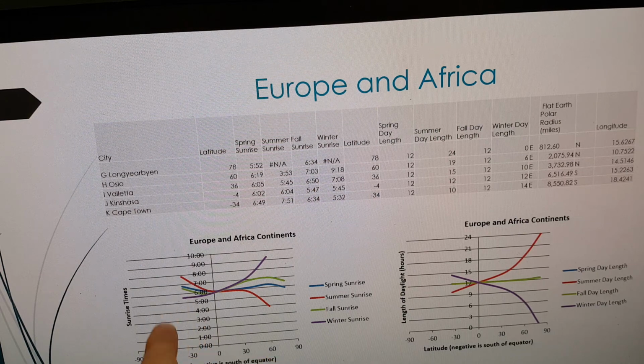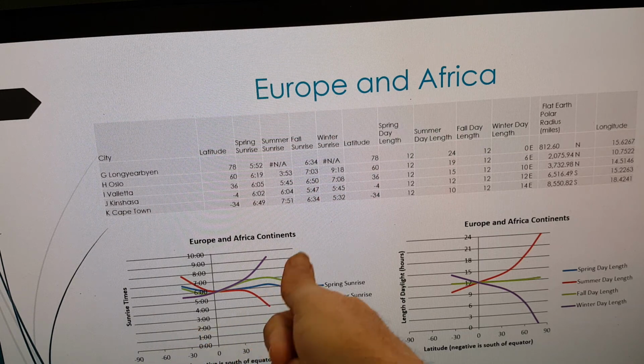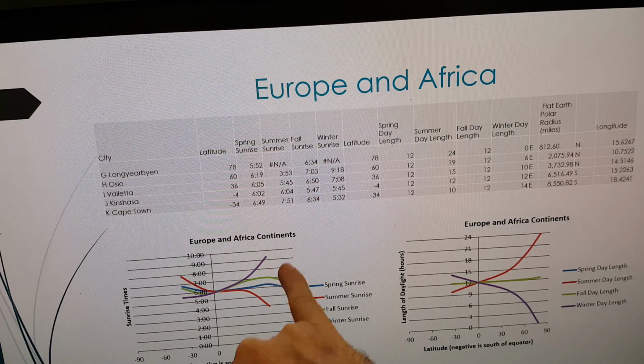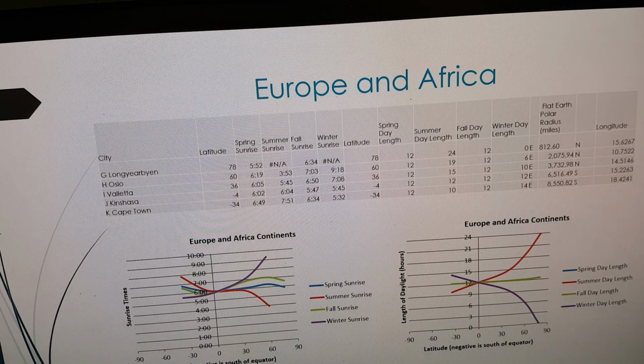The summer sunrise is later in the southern hemisphere and much earlier in the northern hemisphere as we get closer to the North Pole. The winter, again, is just opposite of the summer. So the winter, we start with very early sunrises, and then up near the pole, we have much later sunrise. Same thing with day lengths.